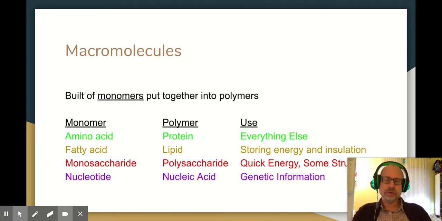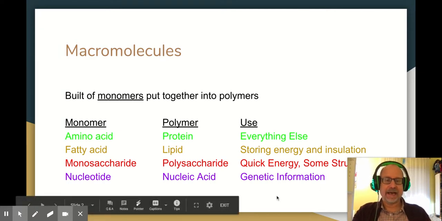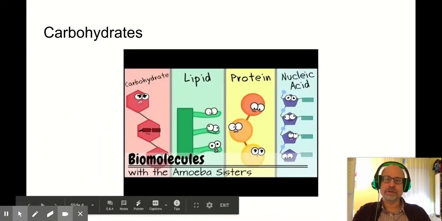You have nucleotides, which are the monomer. You string them together, you get a polymer, which is the nucleic acid, which is our genetic information, our DNA and RNA. Remember that the monosaccharide and polysaccharide are carbohydrates and that our lipids are our fats, as you can note from saying fatty acid. This is just, you gotta know it, so make sure you hold on to it.